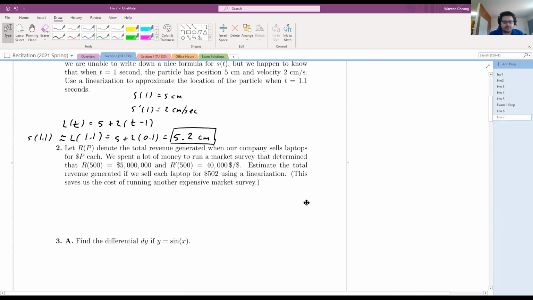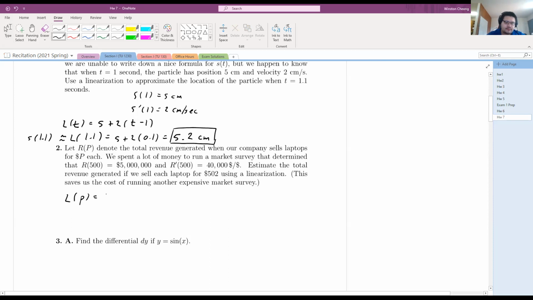Okay. For number 2, it behaves very similarly. It actually gives us the information in mathematical form. So we can just straight up write the linearization for this. So the function that we would want to plug into is r of p, but we don't have the actual function r, but we have some data about it. So the linearization that we can get, maybe I can use p for this. That's fine.